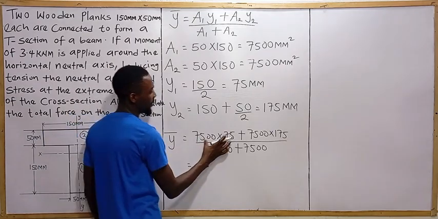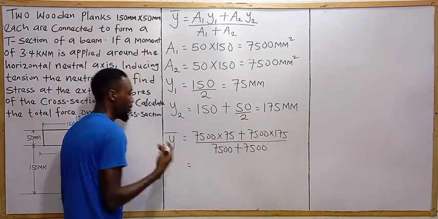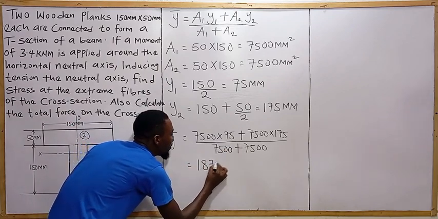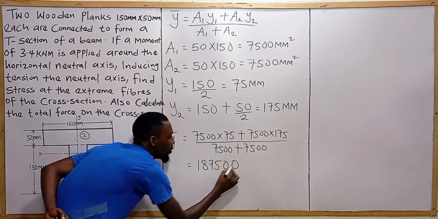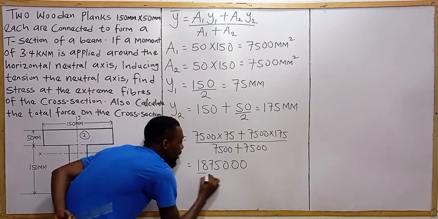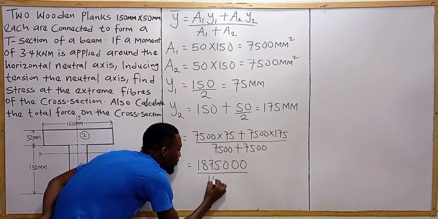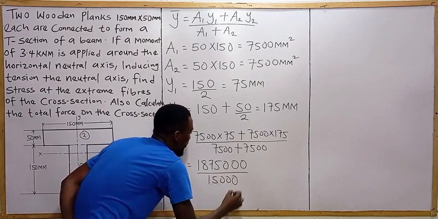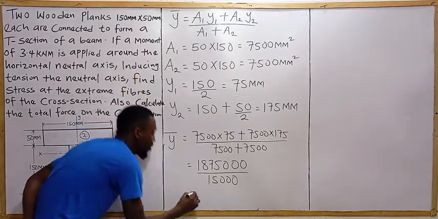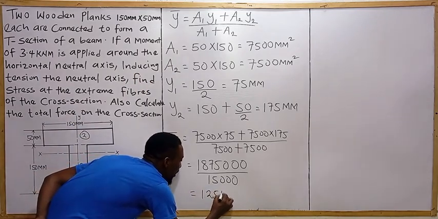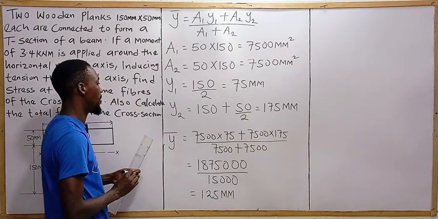If you press this correctly and sum them together, you are going to have 1,875,000 in the numerator. The sum of the areas is 15,000. If you divide this by this, you are going to have 125 mm. So it shows that our y bar is 125 mm.